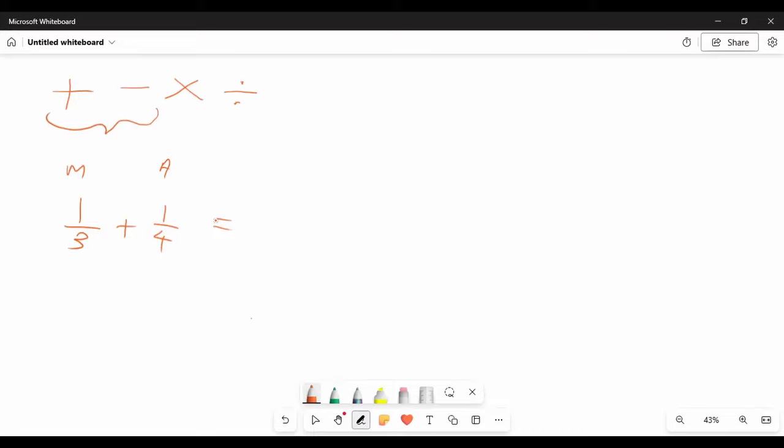I know almost everyone knows how to get the answer for this. You multiply this by 4, this by 3, this also by 4, this also by 3. So your new fractions would be 4/12 plus 3/12, and the final answer is going to be 7/12. That's it. Okay, that's fine.